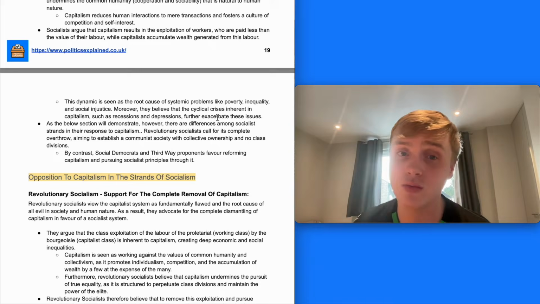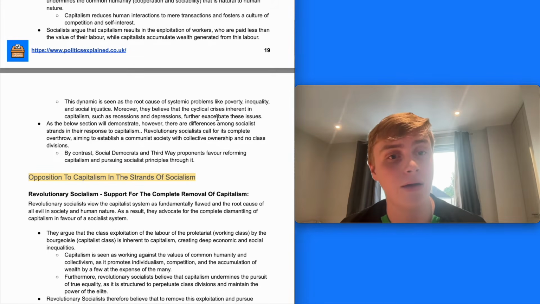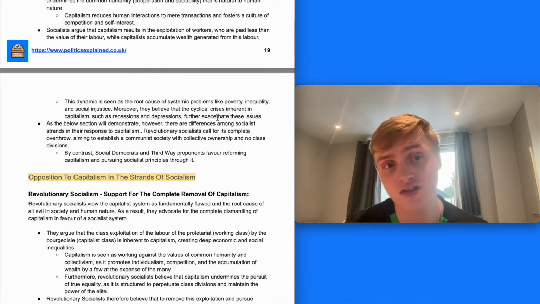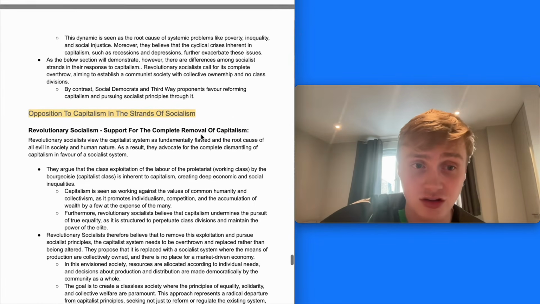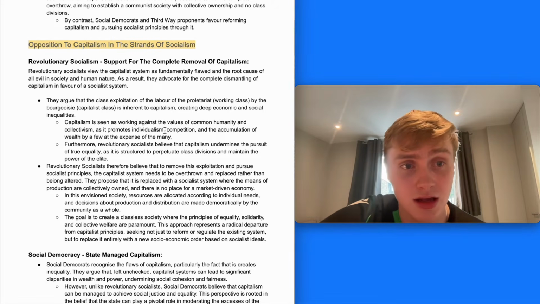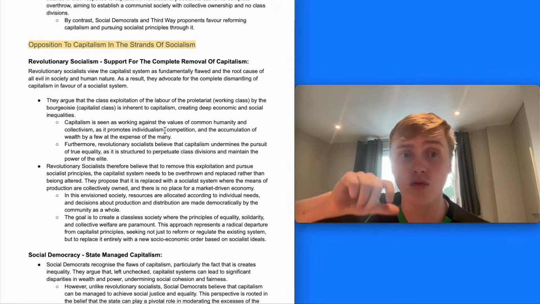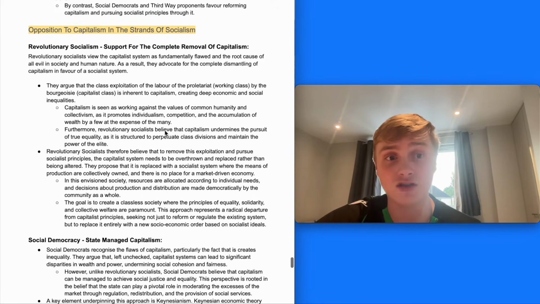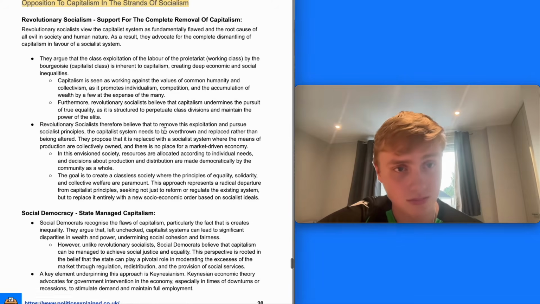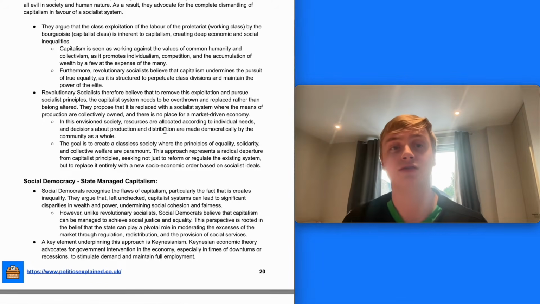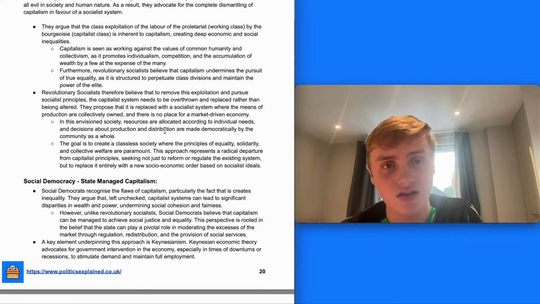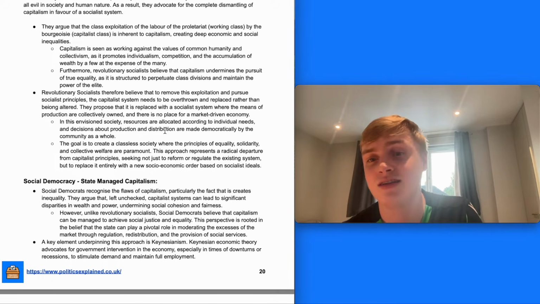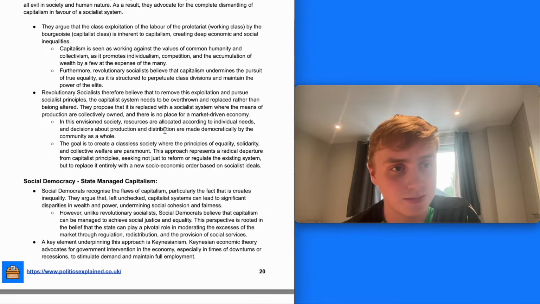But as we'll demonstrate now, there are significant differences among the socialist strands in terms of their response to capitalism. So revolutionary socialists support the complete removal of capitalism. They see it as fundamentally flawed and the root of all evil and all problems in society and human nature, and therefore it needs to be completely removed. As we've gone through, they see it as defined by the complete exploitation of the proletariat by the bourgeoisie, and it goes against the values of common humanity and collectivism.